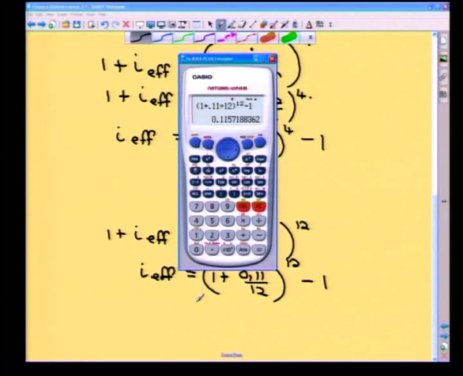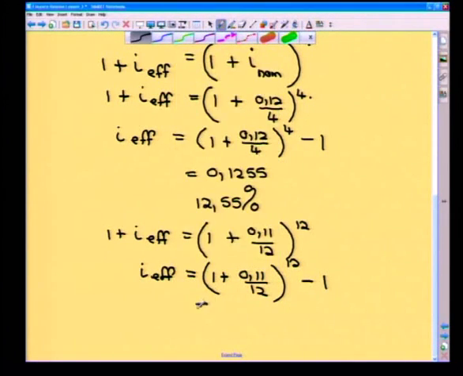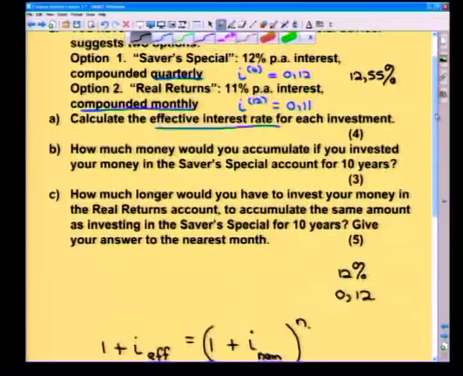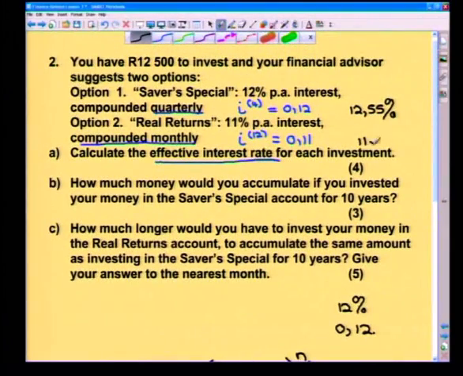So this is now going to be equal to 0,1157, which, as I've explained to you, is 11,57%. So you can see that the quarterly one is actually better than the monthly one. So we really anticipate that that's going to be the case. So let's see what else they ask us. So it's 11.57. Okay, just looking at that, clearly that would be the better option.